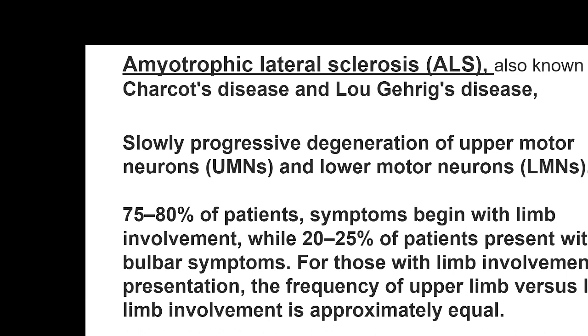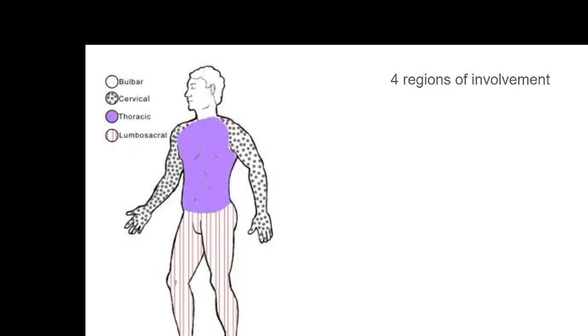About 20 to 25% of patients present with bulbar symptoms, in the sense of swallowing difficulty, palatine movements, and dysphagia, and the patient would not be able to swallow, or the speech would be affected in such patients, and that's in around 20 to 25% of patients. Some of the patients may have both the limb involvement as well as the bulbar involvement.